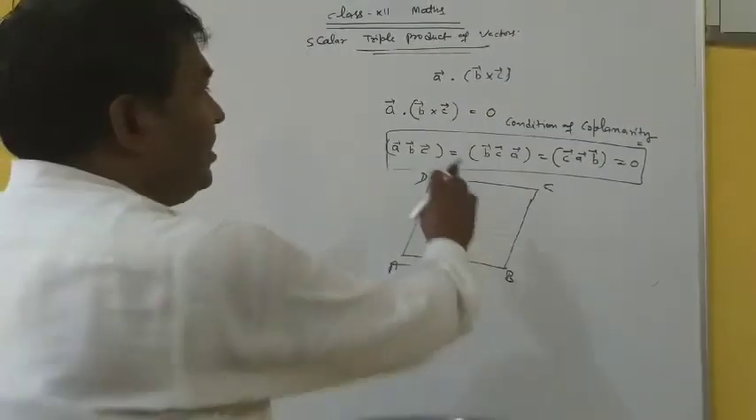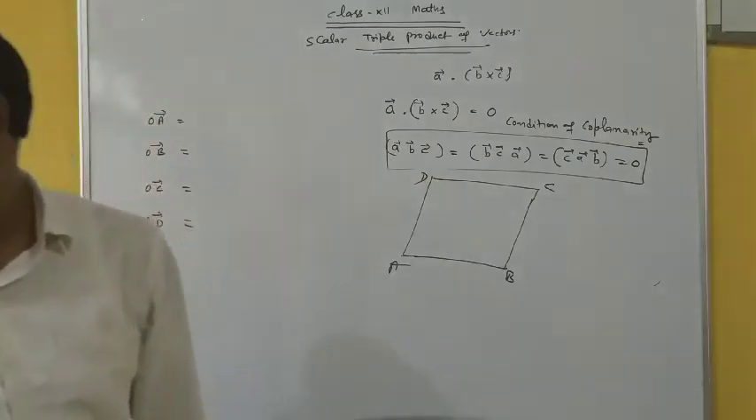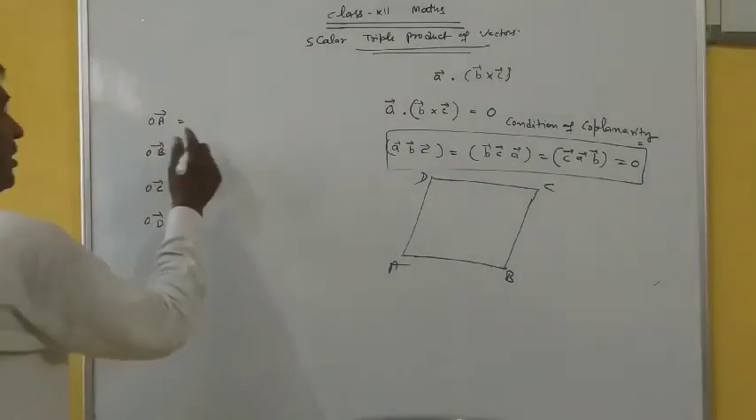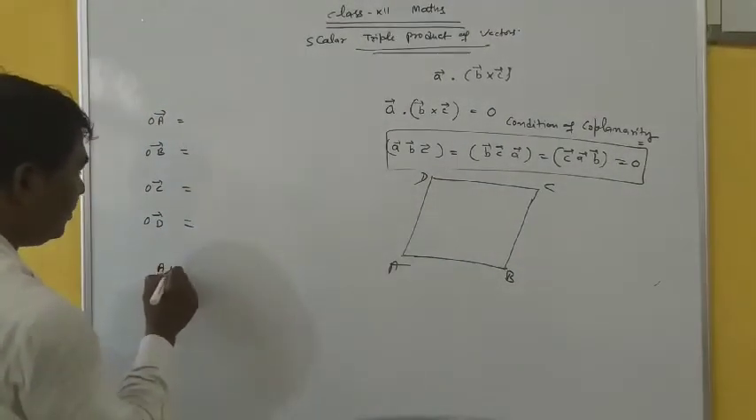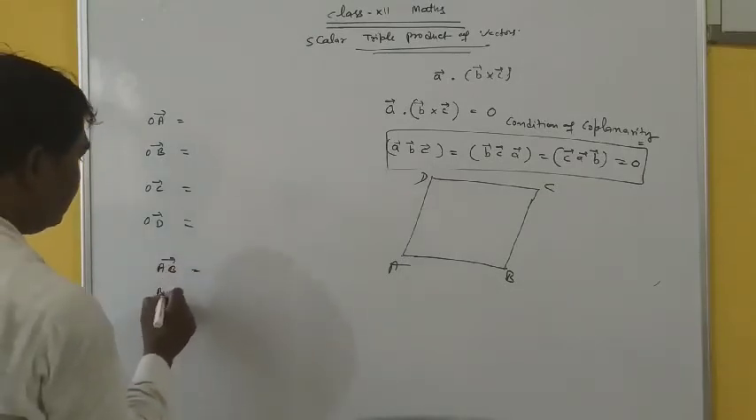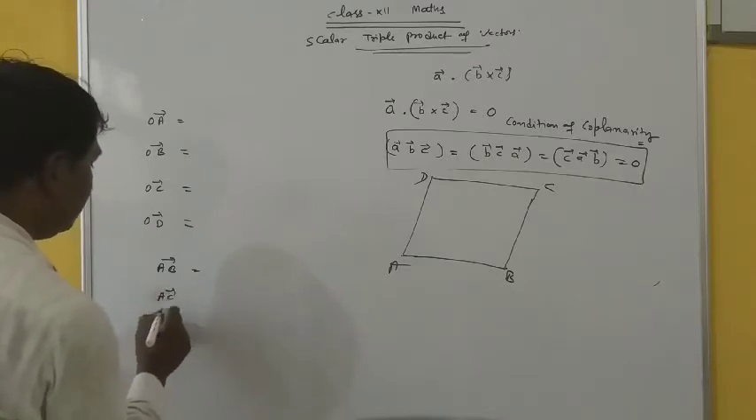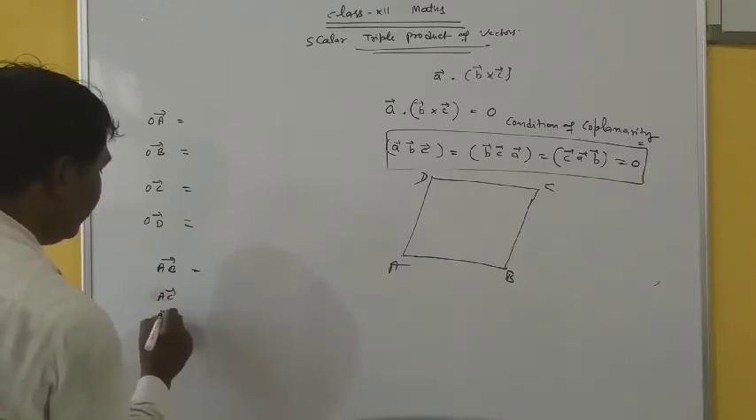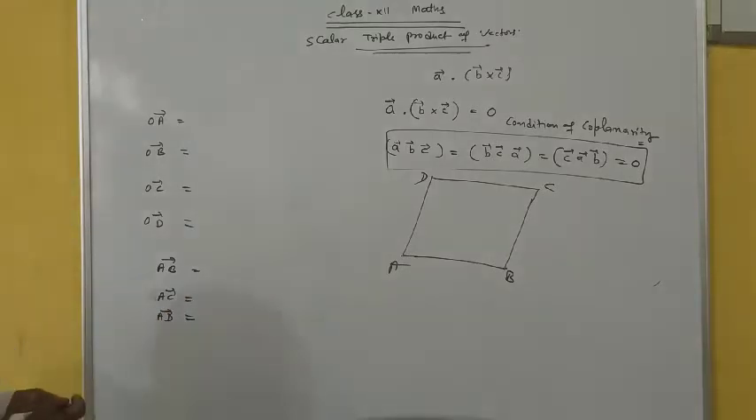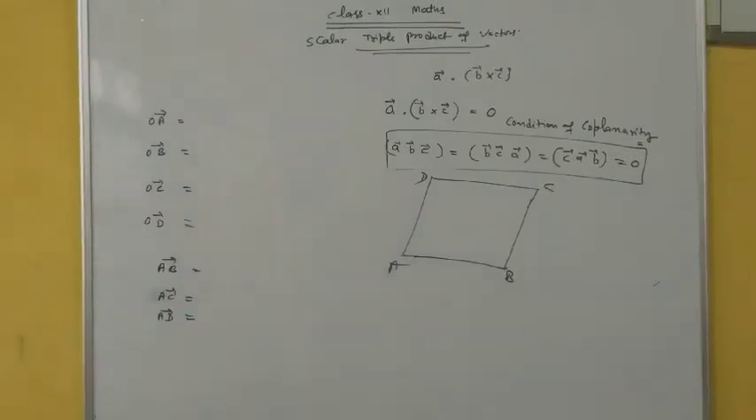By using the same condition of scalar triple product. First of all, you need to calculate three consecutive vectors: AB vector, AC vector and AD vector. Let's take an example.